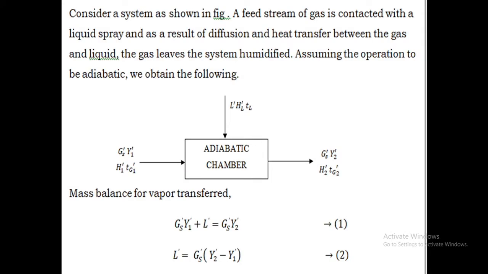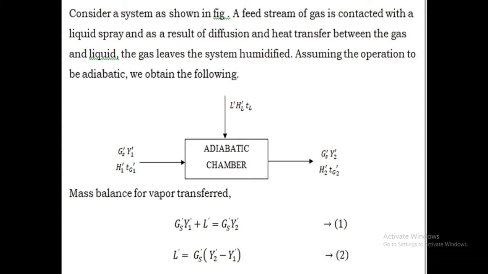Consider a system as shown in the figure. A feed stream of gas is in contact with a liquid, and as a result of diffusion and heat transfer between the gas and liquid, the gas leaves the system humidified. Humidification is nothing but increasing the amount of vapor content in a gas stream. Assuming the operation to be adiabatic. Adiabatic is nothing but that occurs without gain or loss of heat.